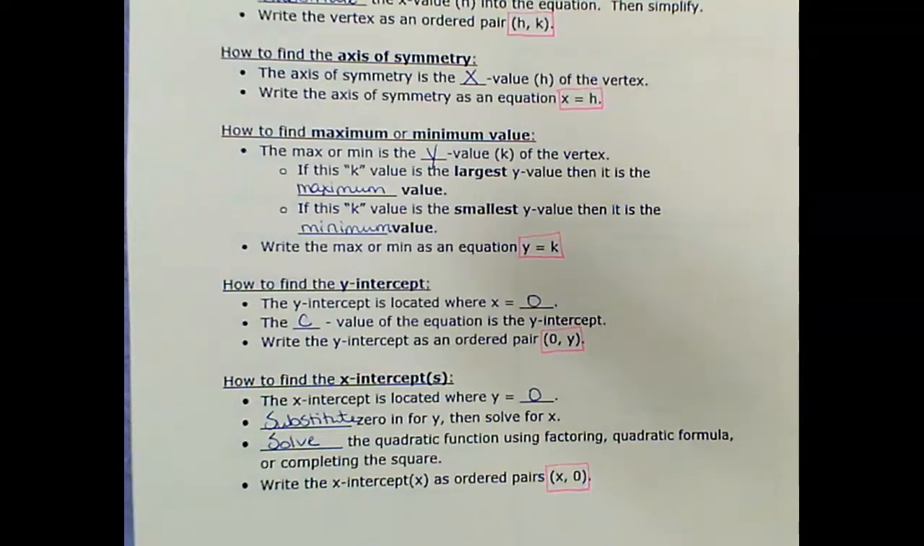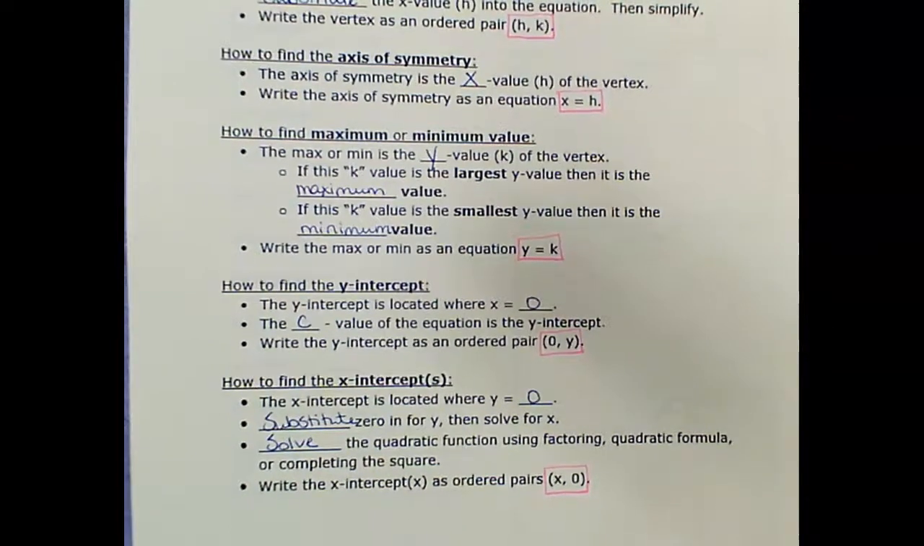A lot of times we end up getting x equals a number, and those are the way that you write zeros and solutions and roots. But when we actually write the x-intercepts, we do want them as an ordered pair. That solution, comma, and then 0.